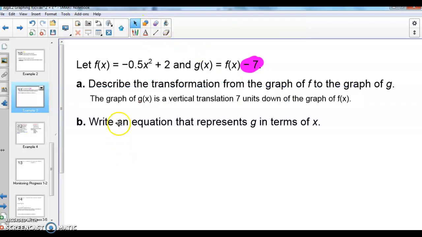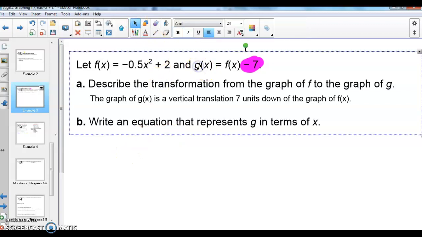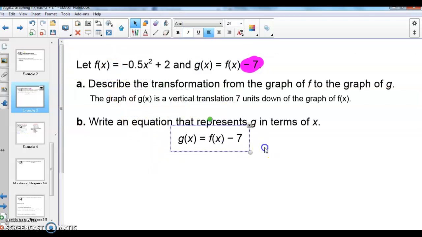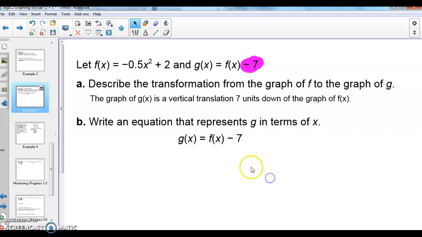However, in the next one, we're going to write an equation that represents g in terms of x. So what we're trying to do is find a new function that represents g of x by combining the original f of x and the transformation that was applied. So in general, we know that g of x, let me just copy this down, is f of x minus 7. However, what is f of x?